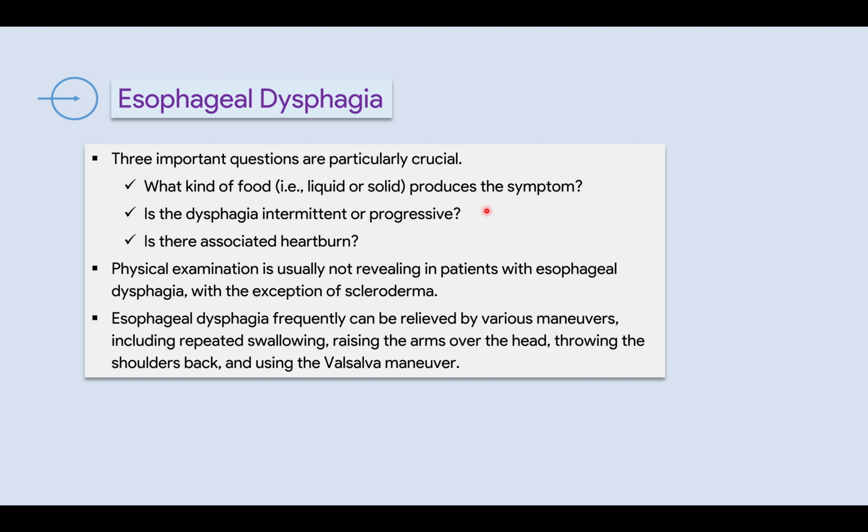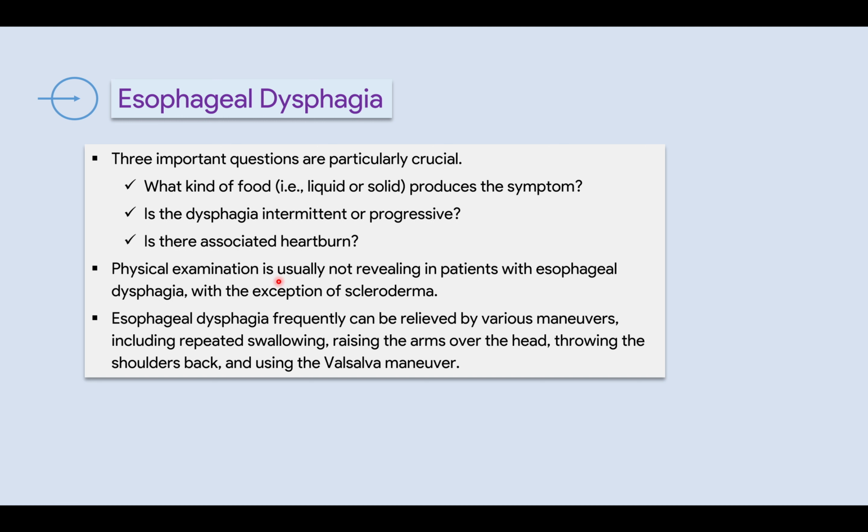Second, is the dysphagia intermittent or progressive? That means, is the dysphagia coming intermittently, that is, today it's there, tomorrow it's not there, then the day after tomorrow there is dysphagia again, or is it progressive? That means initially it was a milder symptom and progressively it has progressed to severe disease. Or third, is it associated with heartburn? All these three questions will guide you towards the cause of esophageal dysphagia.